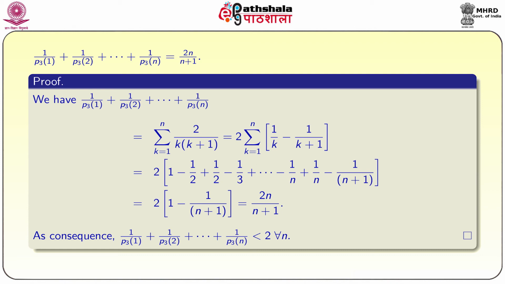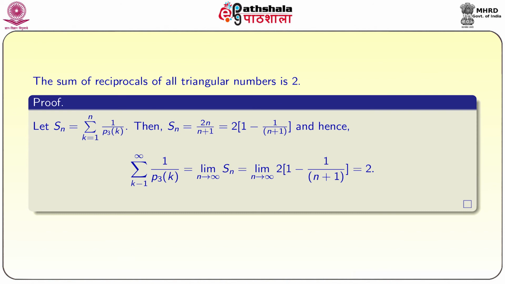So, consequently, this result gives an extra input for us, that is, the sum of the reciprocals of the first n triangular numbers is less than 2. So, what is the use of this one? We will see in the next problem. The sum of reciprocals of all triangular numbers is 2.